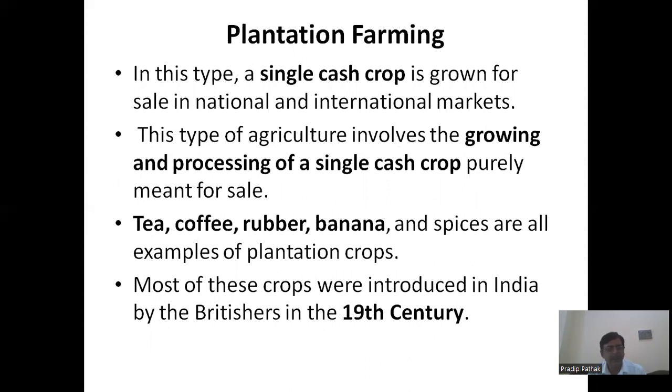Plantation farming. A single cash crop is grown for sale in the national and international markets. It involves growing and processing of a single cash crop. Examples could be tea, coffee, rubber, and banana. There are specified areas where these things are produced in very large quantity. Most of these crops were introduced in India by the British in the 19th century. If I have to ask you, for tea, the Assam and Darjeeling region is known. Similarly, there are specified areas where all these cash crops are grown for the purpose of selling in the market.